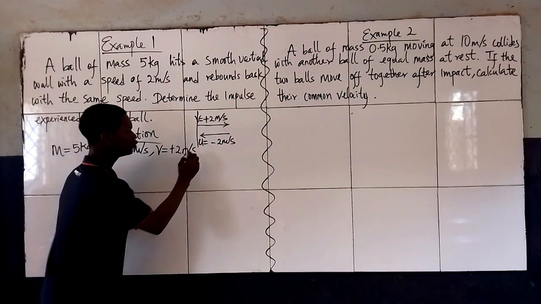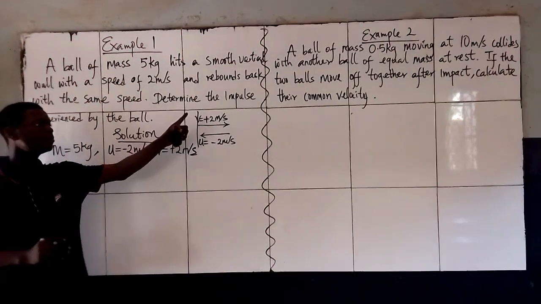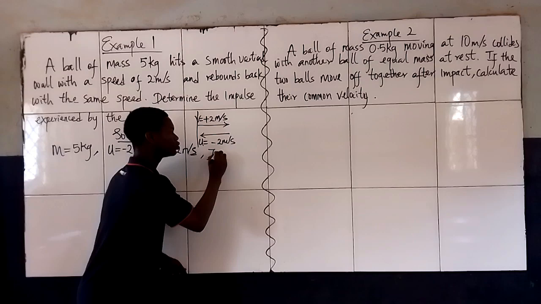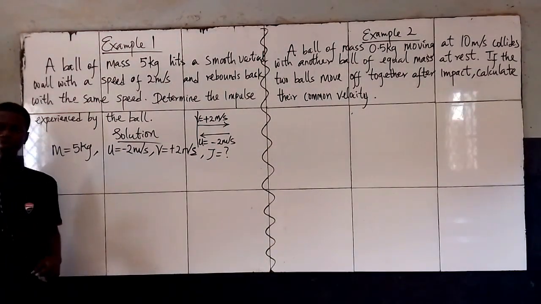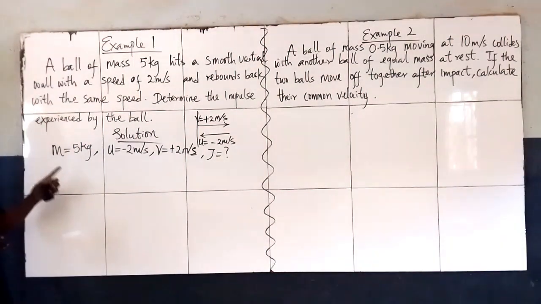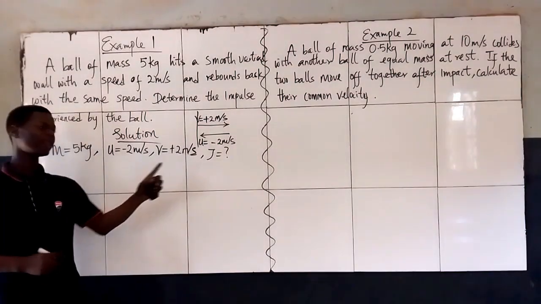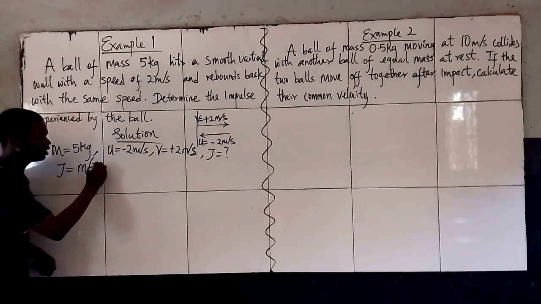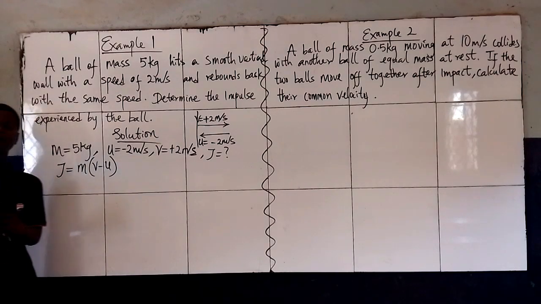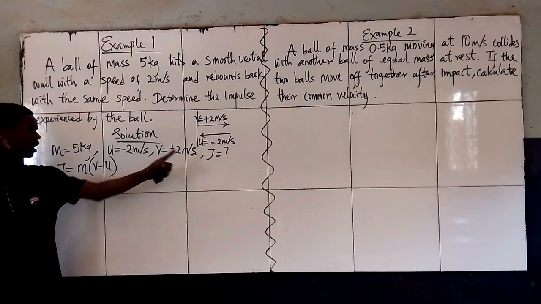We may not have any use for the diagram again. Now ask yourself, they said determine the impulse. That is, J is unknown, is it not? Now, go back to the formulas I gave for impulse and ask yourself, which of the formulas has M, and at the same time has V, has U and has J? The answer is J equals M in bracket V minus U. And this is the formula we'll be using for this question. We are asked to find J.